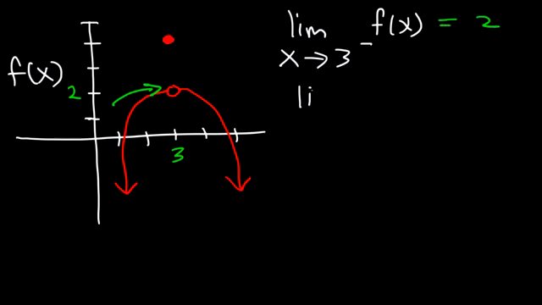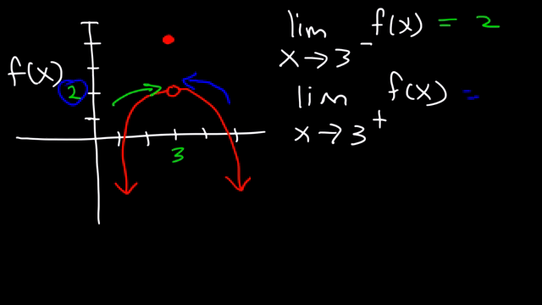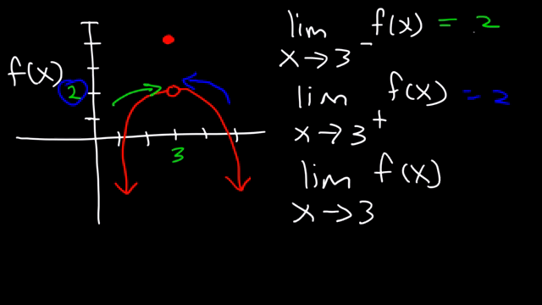Now what is the limit as x approaches 3 from the right side? So as we approach an x value of 3 from the right side, the y value is still 2. Now what is the limit as x approaches 3 from either side? Because these two values are the same, the limit exists. It's equal to 2.